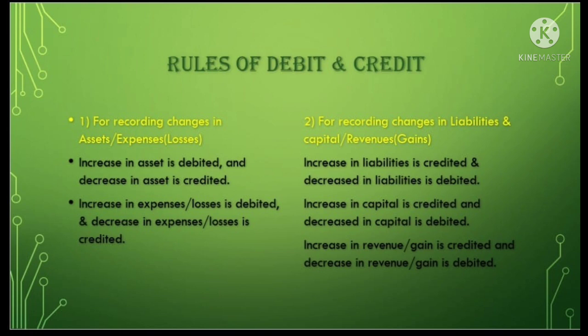And the second group: an increase in liabilities is credited and a decrease in liabilities is debited, an increase in capital is credited and a decrease in capital is debited, and an increase in revenue or gains is credited, then a decrease in revenue or gains is debited.